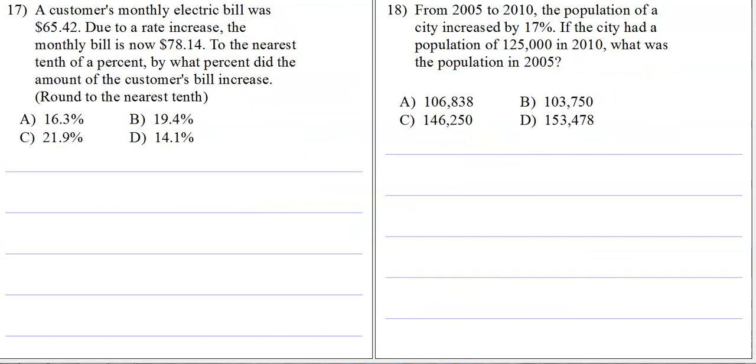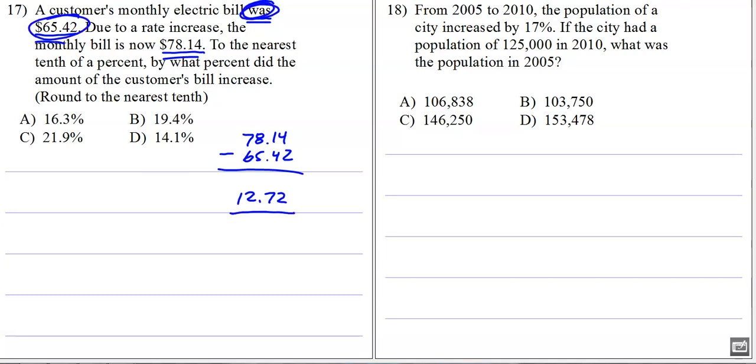Next. 17, 18, last two. Let's bust this out. Electric bill was. Keyword was. What it is now. It is 78.14. So nearest tenth of percent. What did it change? So we got to figure out the amount of change. So 78.14, take away 65.42. All right. Now let's cheat. 78.14 minus 65.42. So it looks like the bill's changed by $12.72. And I got to put what it used to be. It was. So this is my bottom number, what it used to be. Let's bust that out. Divided by 65.42. 0.194. So we're going to call that 19.4. Looks like we're supposed to go the nearest tenth. So right there is good enough.